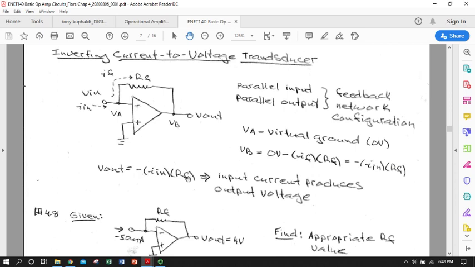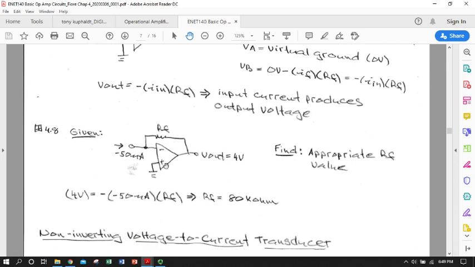So bigger feedback resistor means we get a bigger voltage output. It's easier to read. So super simple. You've got an example here where you have a really tiny signal coming in, negative 50 microamps. That would be very, very hard to read with a digital multimeter.